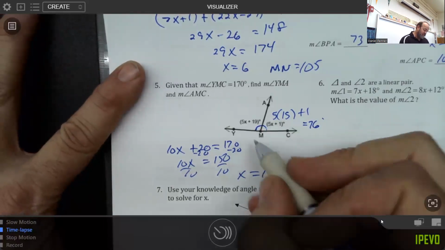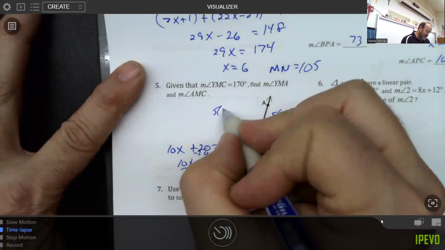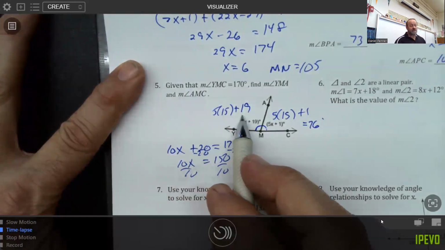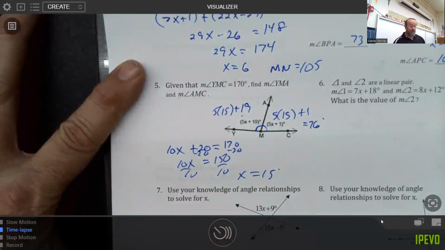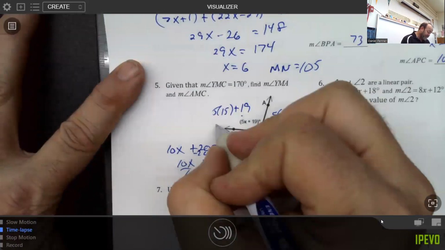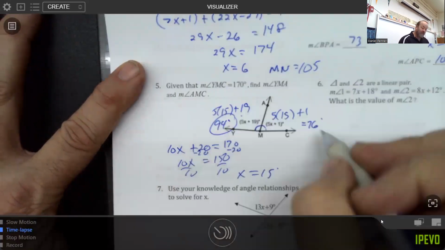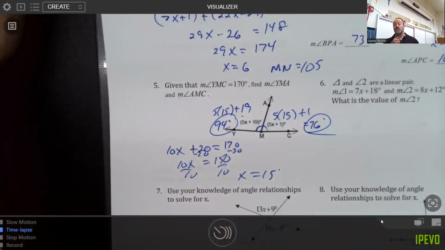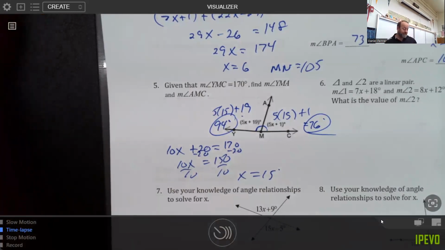Now, it didn't actually ask me, oh, actually it did say YMA as well. That's nice. So 5 times 15 plus 19 would be 75 plus 19, so that's 94. And I like the fact that we asked you to do both in that case, because now if you add those two together, you do in fact get the 170 we said.